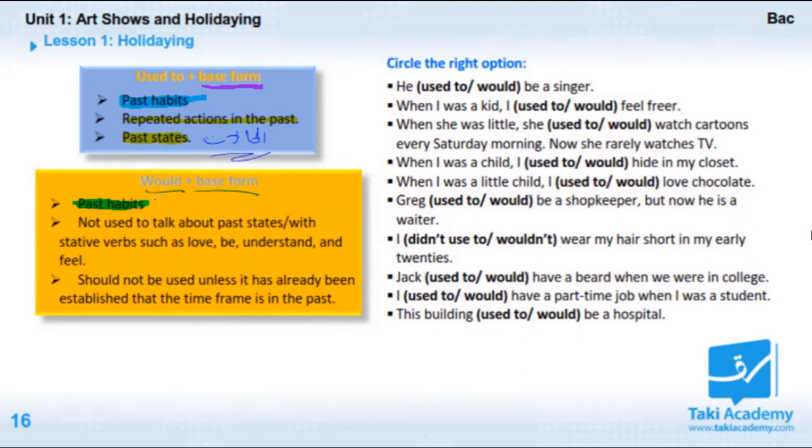Now, would is also used to talk about past habits, but it is not used to talk about past states, okay? With past states, we can only use used to, and we cannot use would with state verbs such as love, be, understand, and feel, all right? Now, this is one of the main differences between used to and would. Also, would should not be used unless it has been established that the time frame is in the past. So it should be shown since the very beginning that we are talking in the past, all right? Great.